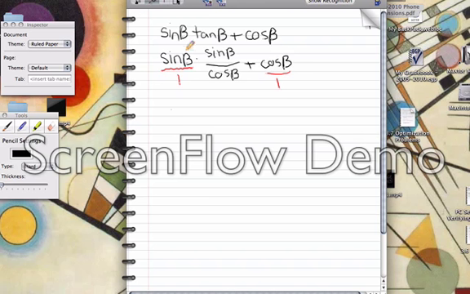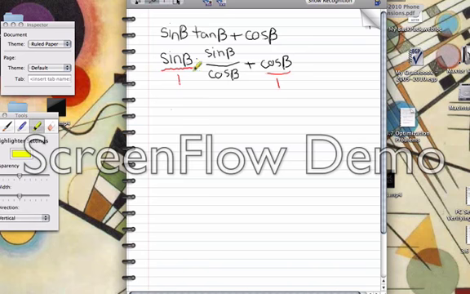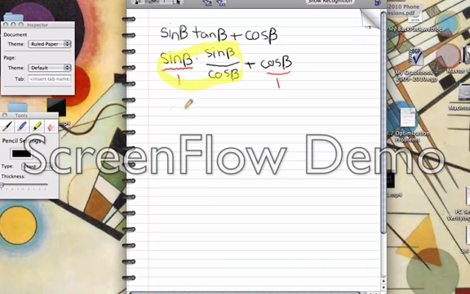And now if I've got a fraction times a fraction, I multiply the numerators, multiply the denominators. So let me do that. Sine beta times sine beta is sine beta quantity squared, which we write as sine squared beta, putting the squared right by the sine there. And then 1 times cosine beta is cosine beta, plus cosine beta over 1.